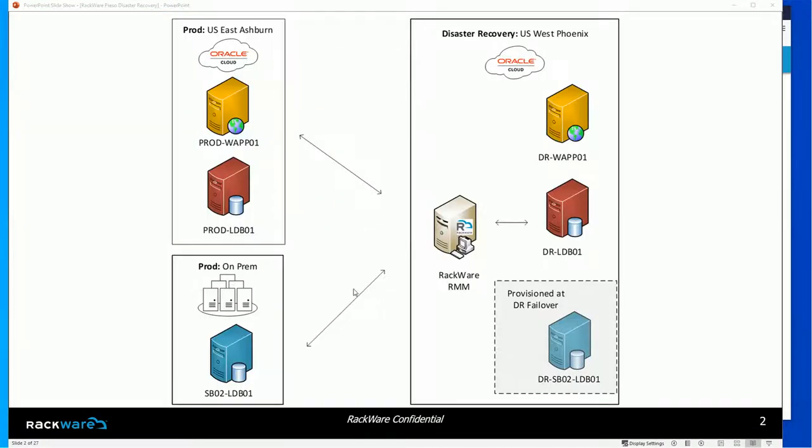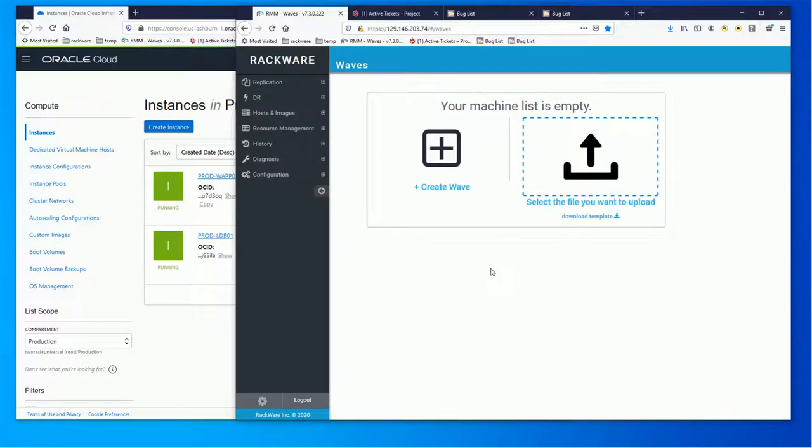Here's a network topology. We'll be protecting a set of source hosts located in the OCI US East region and one host located on-premise in our VMware data center. The OCI hosts will be protected in an active-active configuration with syncs to compute resources in the US West region. The on-premise workload will be synced to storage and compute resources only deployed during a disaster event or a DR drill. Step 1. Begin by uploading the list of servers to protect.